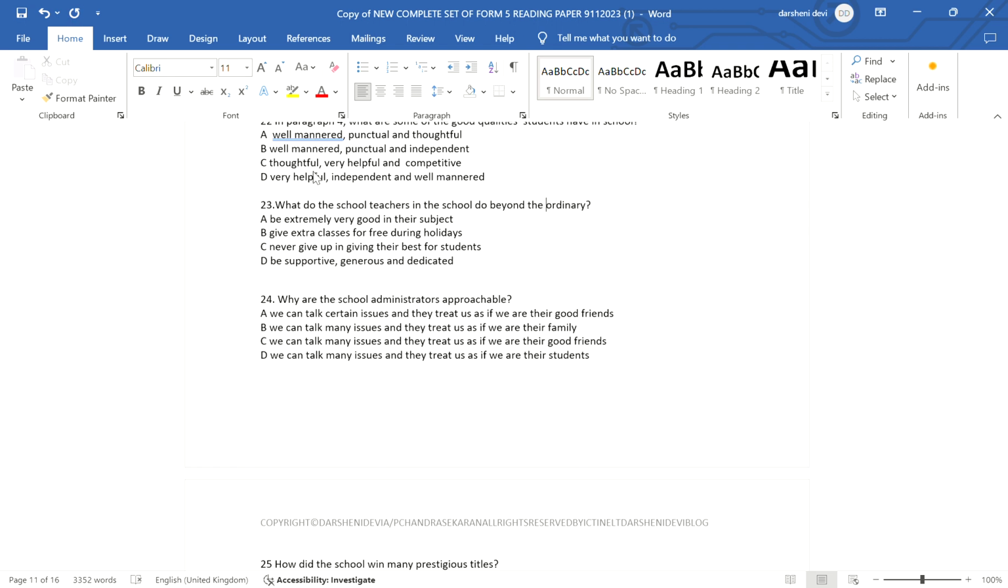As we are discussing, the teacher gets to do some corrections or editing here. So they're talking about being extremely good in the subject, giving extra classes, never giving up, being supportive, generous, dedicated. So let's do beyond ordinary. The keyword is teachers, and then beyond the ordinary. So let's find out what is in the text and you can get the answers.